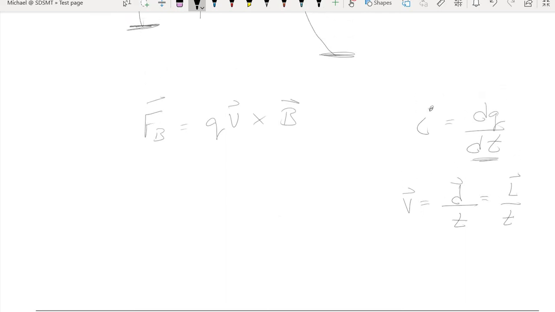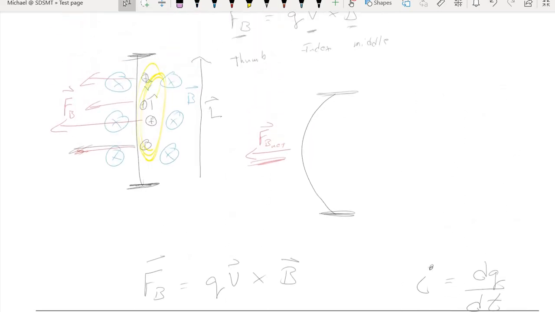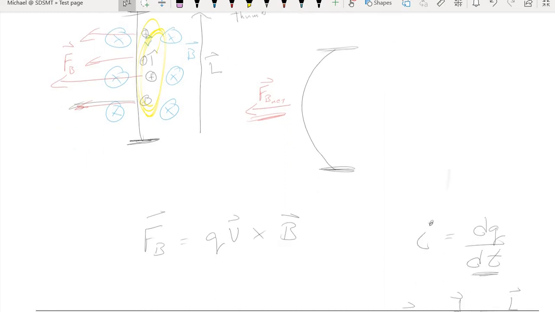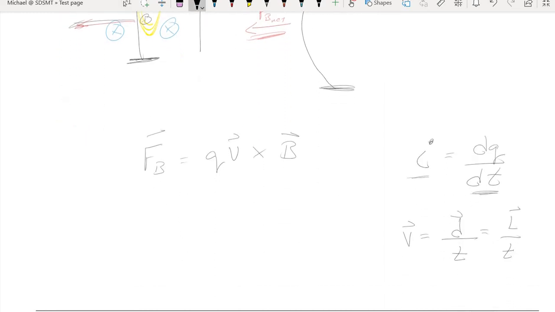Let's be realistic. It's not going to be that easy for us to measure the values of the individual charges and the velocities of the individual charges. But it's really easy for us to measure the current. All we have to do is get out our multimeter in the lab. We can measure that current. Plus, we can also measure the length of the wire that we're going to be using.